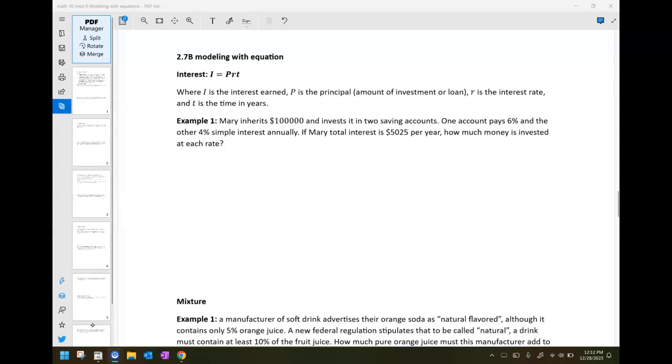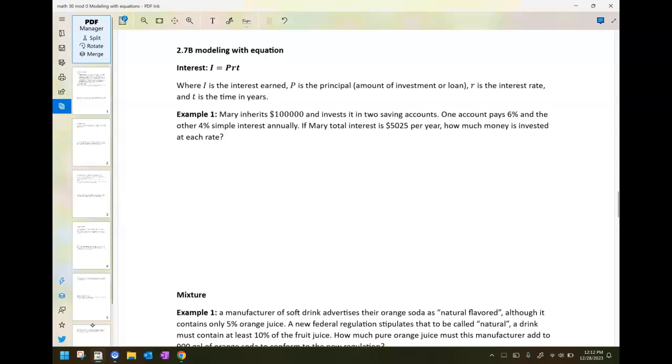The principal is the amount of money that is invested or loaned. R is the interest rate, and we will write this in terms of decimal. T is the time in years. Let's take a look at the first example.